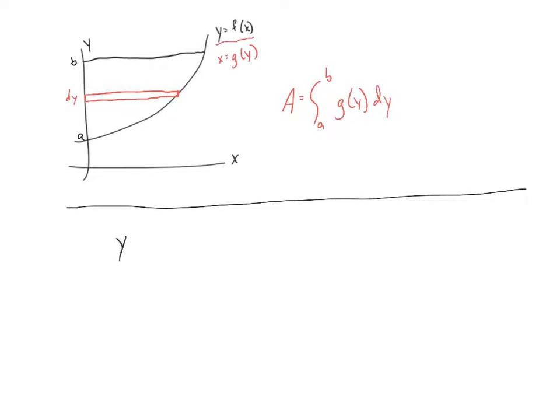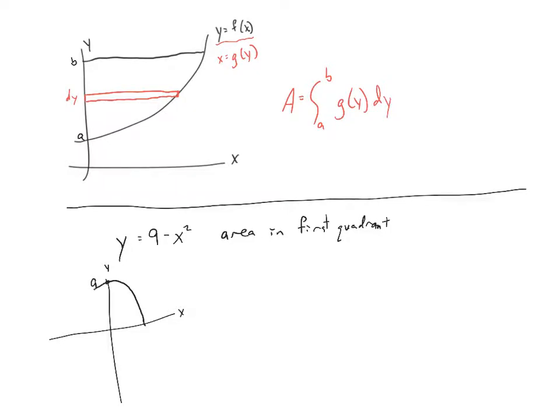So let's say I have the equation y equals 9 minus x squared, and I want to find the area in the first quadrant. All right, so what does 9 minus x squared look like? It's a parabola that opens downward and has a y-intercept up here of 9. So there's my y-axis, there's my x-axis. So here is my parabola.